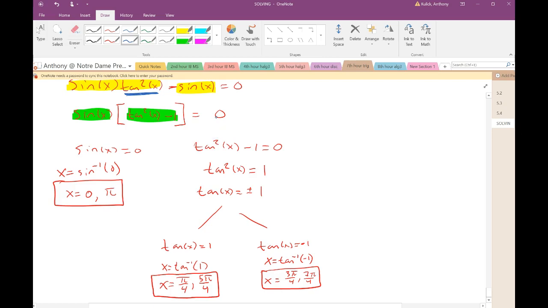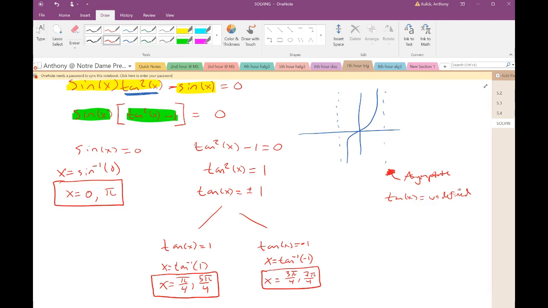So remember what the graph of tangent looks like? Does anybody remember? It kind of looks like this. What are these little dashed lines called again? Those are asymptotes. Why do we get those asymptotes? It's where the tangent function is undefined, right? Everybody kind of remember that? That sometimes when we do tangent, we get undefined as an answer.